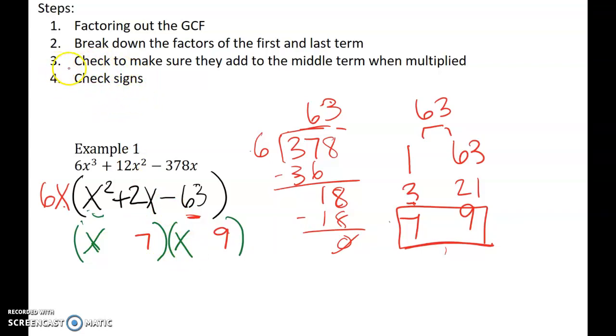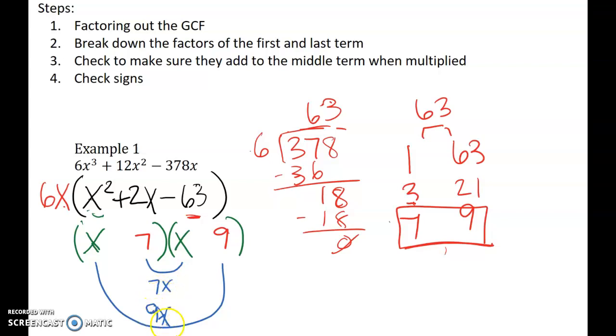Okay, so step 3 says to make sure they add to the middle term when multiplied. What I mean by multiplied is that this middle term comes from multiplying 7 and x and getting 7x, multiplying x and 9 and getting 9x. So if I were doing FOILing, this is where my middle term would come from.